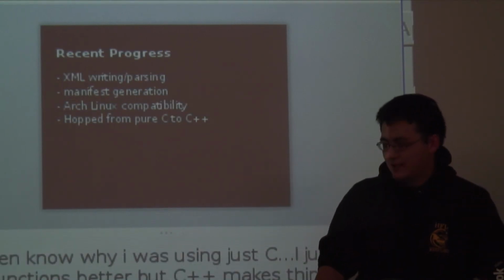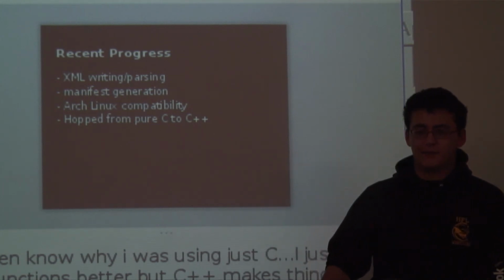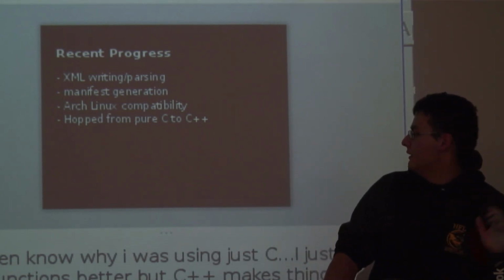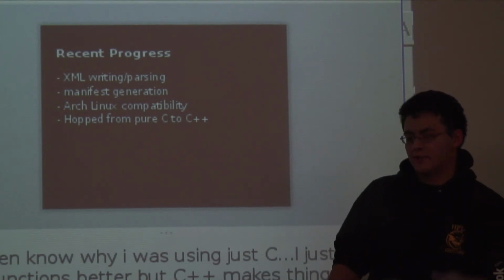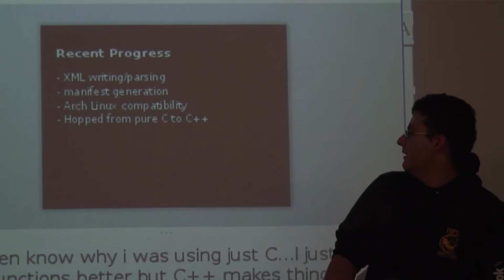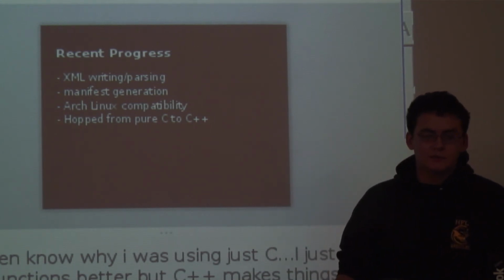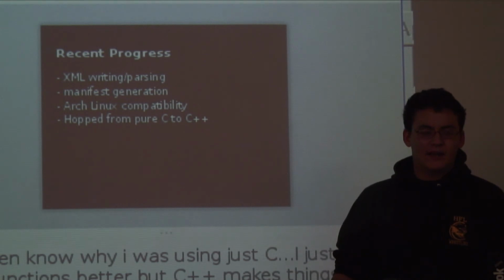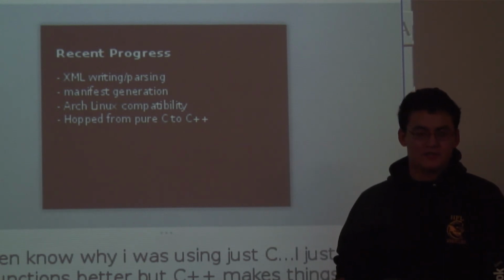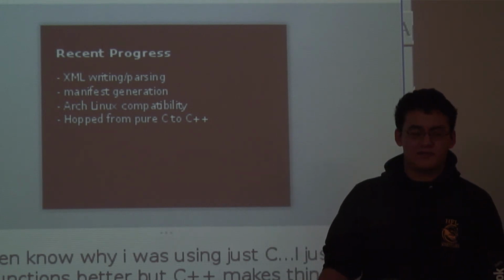So for recent progress, I made stuff to support the manifest file, basically. I have XML parsing that I wrote from scratch, which is also where my data structure debugging code came from, because trees, I guess, are not my strong point. Arch links to compatibility, and I was using flat C for whatever masochistic reason. And now it has objects and things like streams, which made life a whole lot easier, instead of using scanf and printfs everywhere.